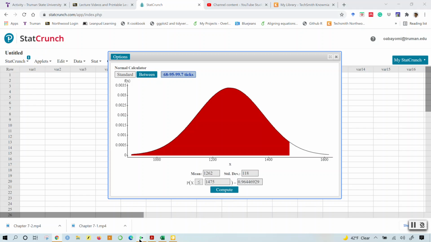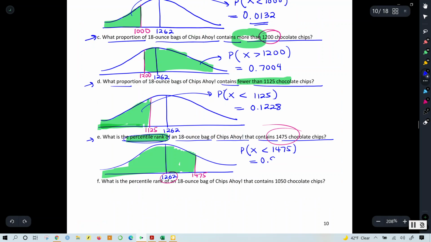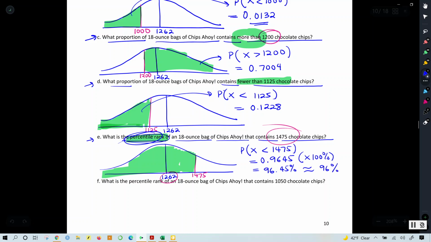So in particular, we would like to find the probability of x less than 1475, and going back to StatCrunch, I'm simply going to change this to what the question requires, 1475, and compute. This is 0.9645. For the percentile, I would convert or multiply this by 100%. This gives about 96.45%, which I would approximate depending on what the question requires.